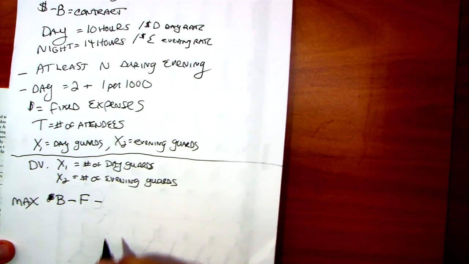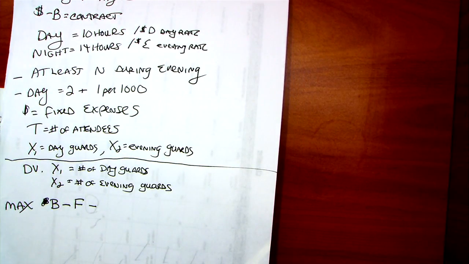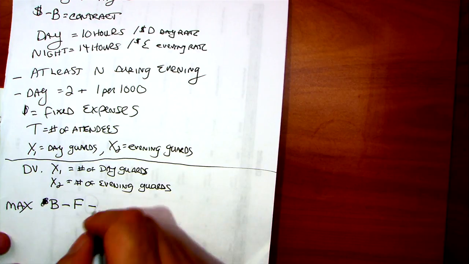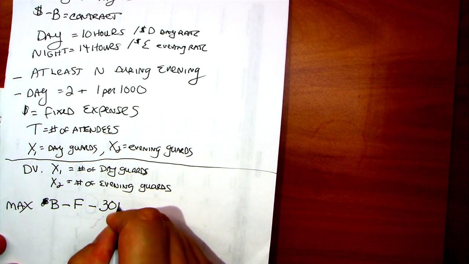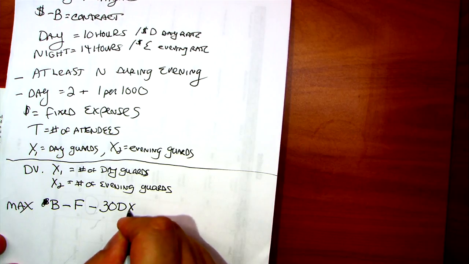Now we also have to subtract out our day guard pay. How much we pay our day guards. How do I get that? So I have 3 days. X1 is the number of day guards I hire, and I'm contracting them for the whole event. And a day is 10 hours, and we're paying them D dollars. So what does that look like? 3 days, 10 hours a day, that means they're going to work how many hours? 30 at D dollars per hour. So 30 times D times X1.